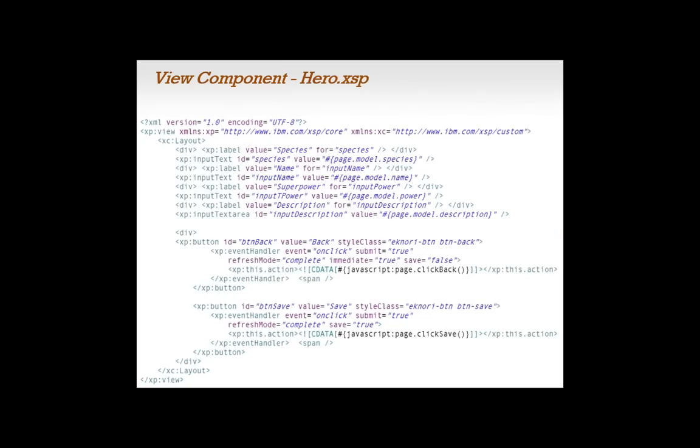Same for the hero XSP. Also here you do not see any traditional data binding like having a data source that points to a server or to a database on that server, but you see page model species, page model name, for example. This is where the data comes from. It all comes from the underlying bean when this hero XSP is displayed in the browser.